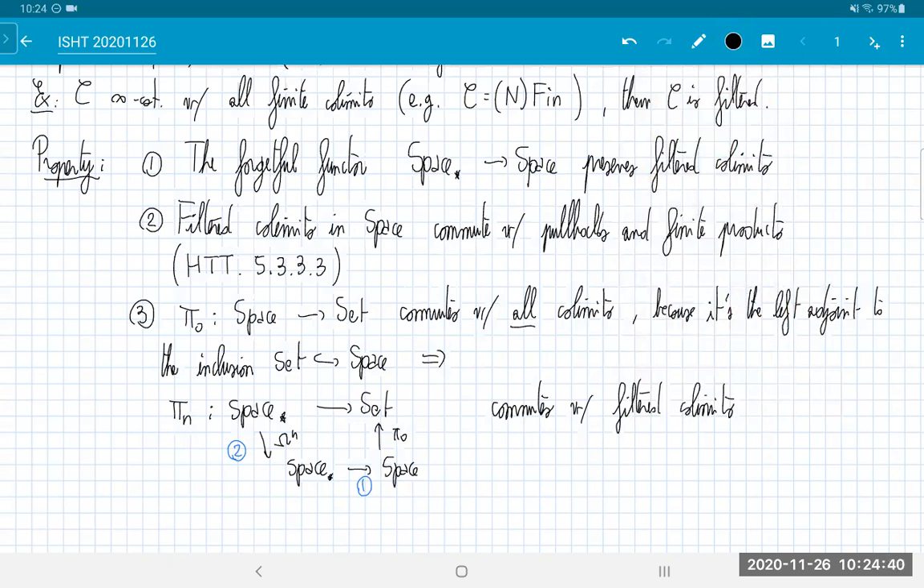And this is all I wanted to say actually about filter colimits. I wouldn't say property one is actually kind of easy to do by hand. It's not a very deep statement. You have to think about how colimits are computed in space star. Property two is a non-trivial statement. That's why I'm giving a reference. And property three is basically an observation at this point.